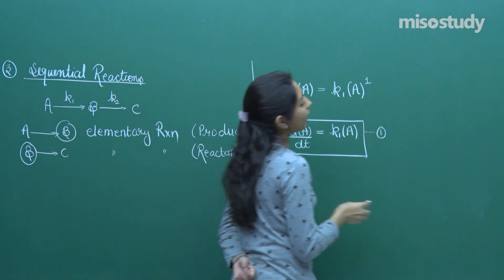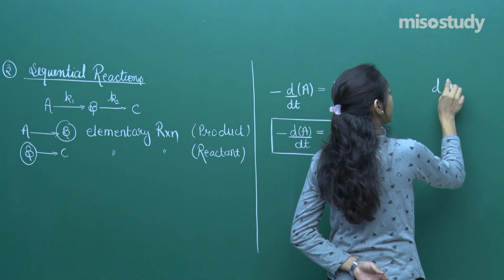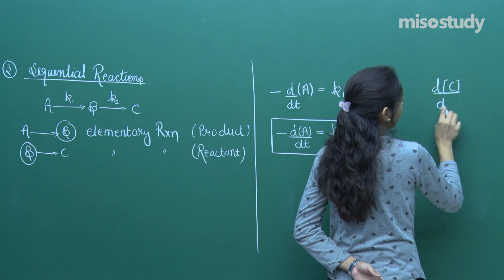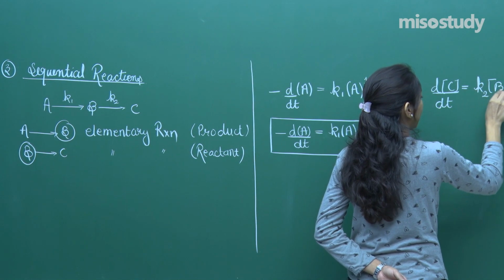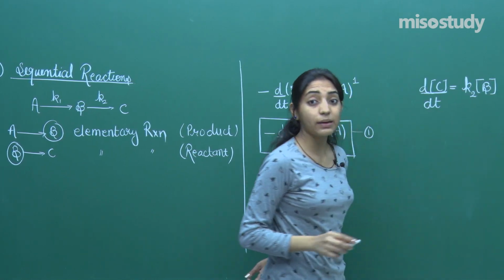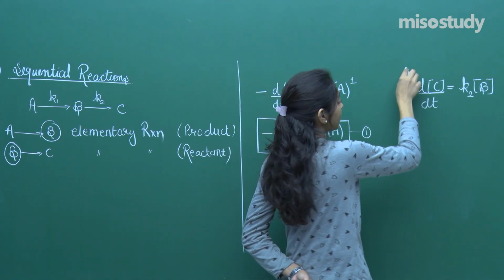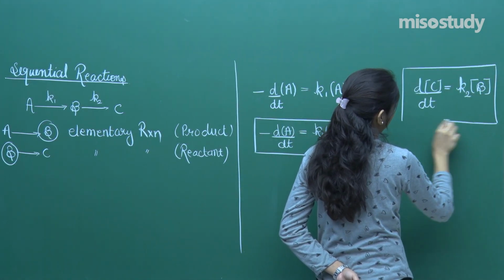Then the second thing that we had considered was dC by dt, that means the rate of formation of C will be equal to K2 multiplied by B, right? Because here B will be acting as the reactant, so this is our equation number 2.